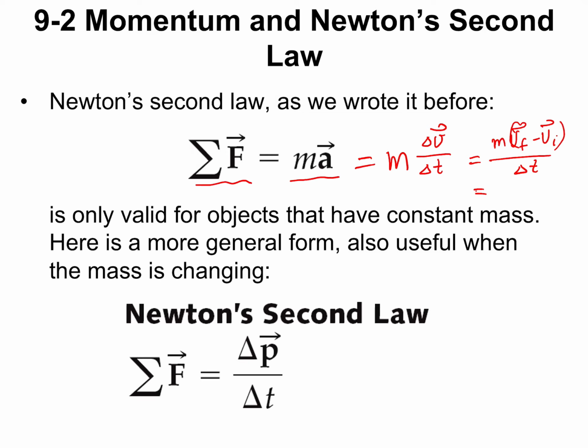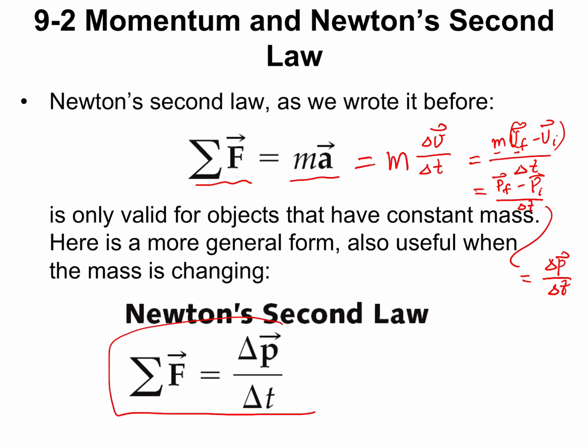On top, you see this is the final momentum, because mass times velocity is momentum. So it's final momentum minus initial momentum, divided by time. So this equals the change in momentum over time. So net force, in a more general way, is the change in momentum over time. That is Newton's second law in its more general form: net force equals the time rate of change of momentum.